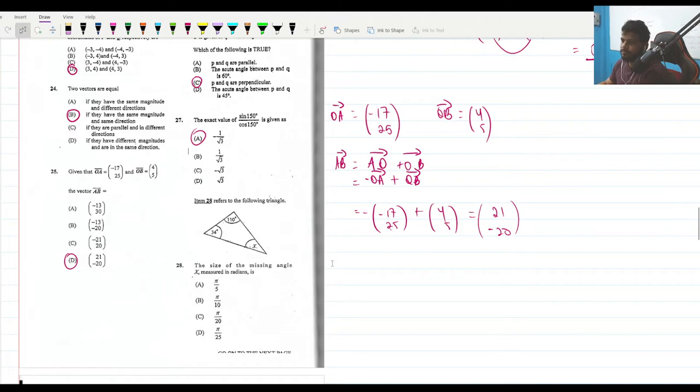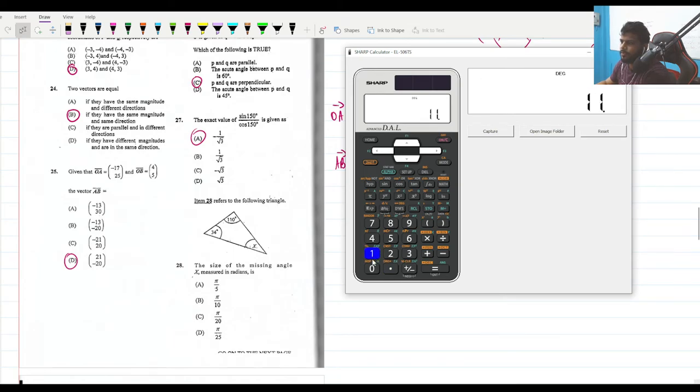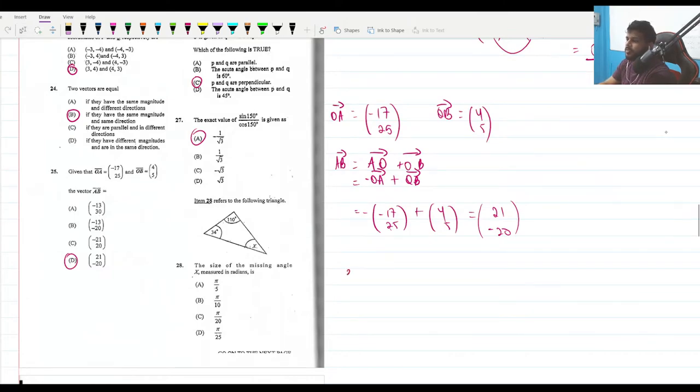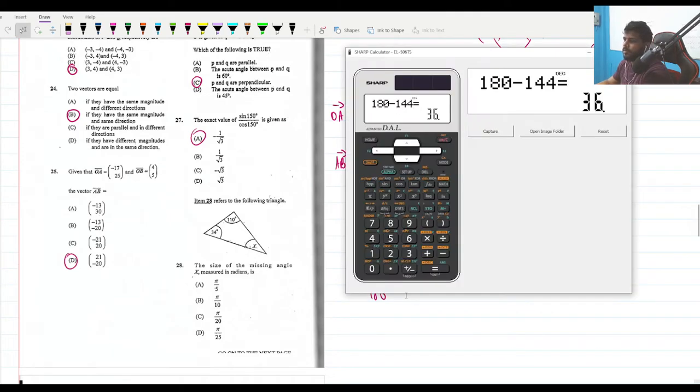The size of the angle missing in radians. Let me calculate it in degrees first. 110 plus 34, and 180 minus this, is 36 degrees. 36 degrees in radians is 36 multiplied by pi on 180, which is 36 on 180. Let me see what 36 over 180 is, and I'm expressing it as a fraction using my calculator.